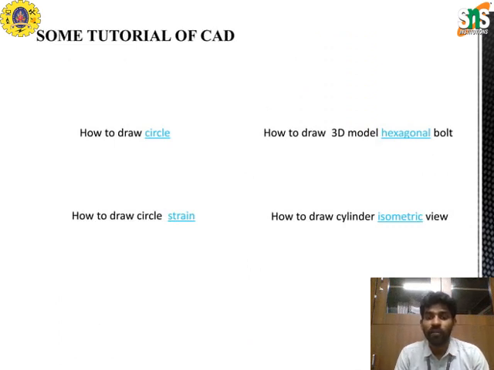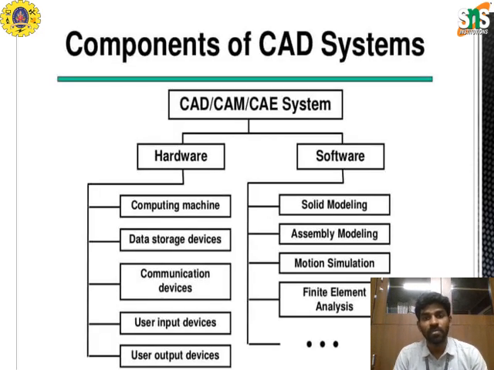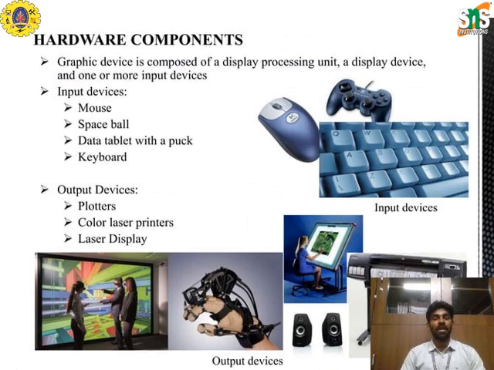This is a tutorial of CAD: a circle, a hexagonal bolt, and an isometric view. The components of the CAD system are hardware and software oriented. The hardware is a computing machine, data storage device, communication device, user input device, and user output device. The software focuses on solid modeling, assembly modeling, motion simulation, and finite element analysis. Other hardware components are a mouse, space ball, and data tablet with a puck and keyboard, and the output devices are a plotter, color laser printer, and laser display.